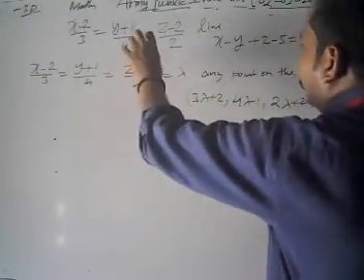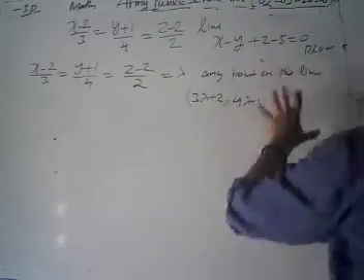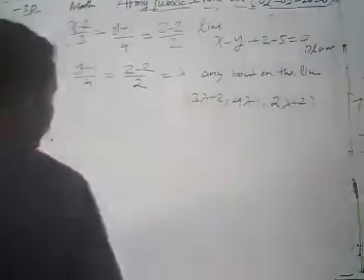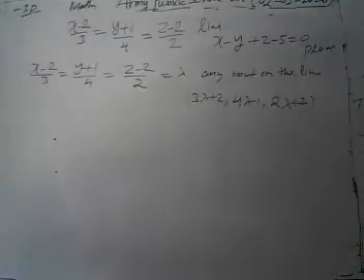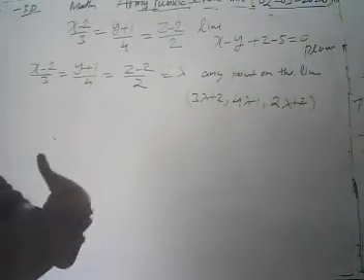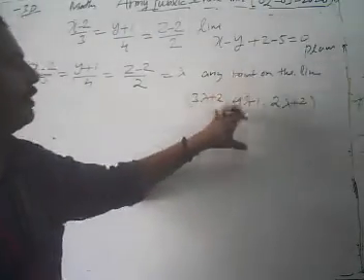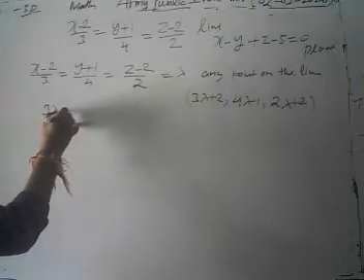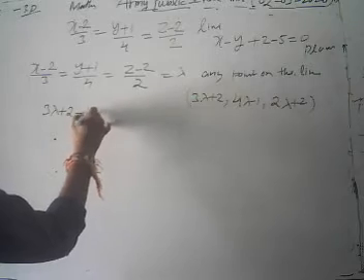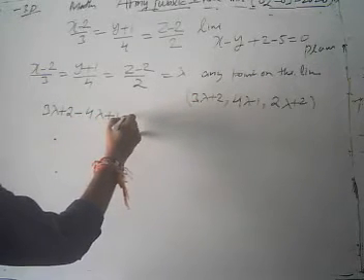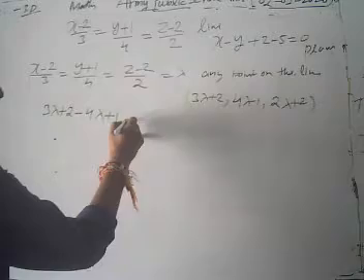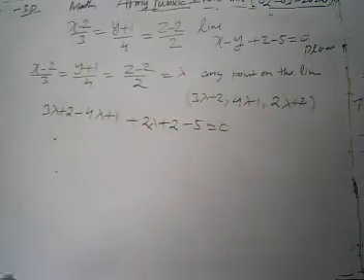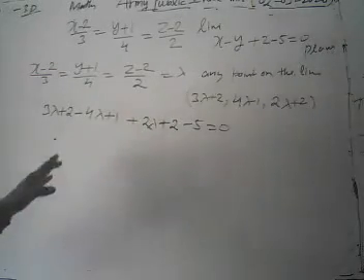Now look, this line intersects with this plane, then this coordinate must satisfy the equation of plane. Then we are going to put these values in the equation of plane, because our line and plane are intersecting each other. Now what we have? We have 3 lambda plus 2 minus y means minus 4 lambda plus 1, and plus z means plus 2 lambda plus 2 minus 5 equal to 0. Now we are going to solve this. To solve, we have to find out the value of lambda.